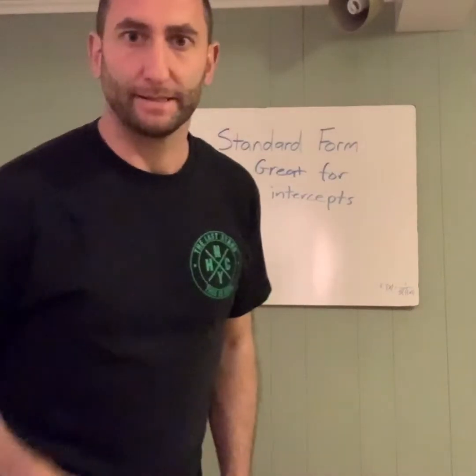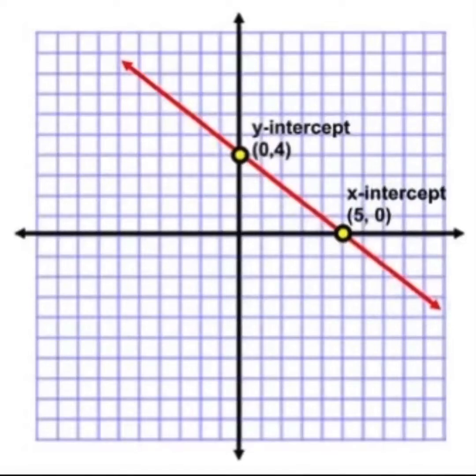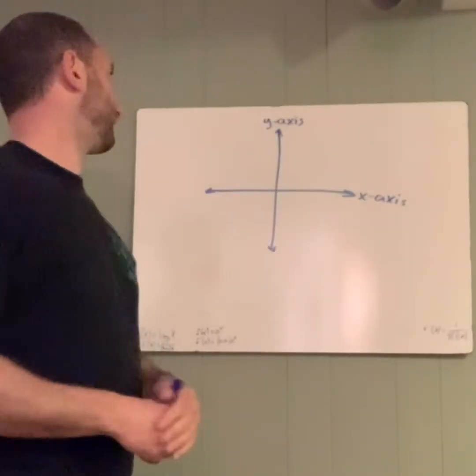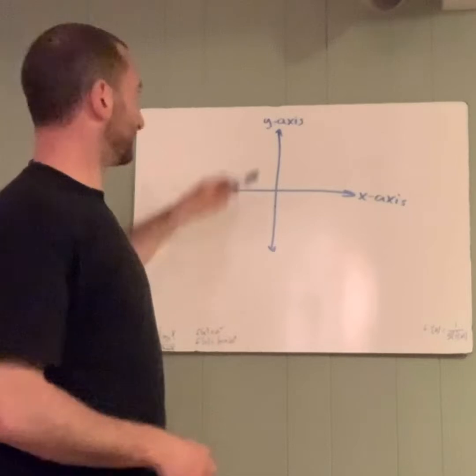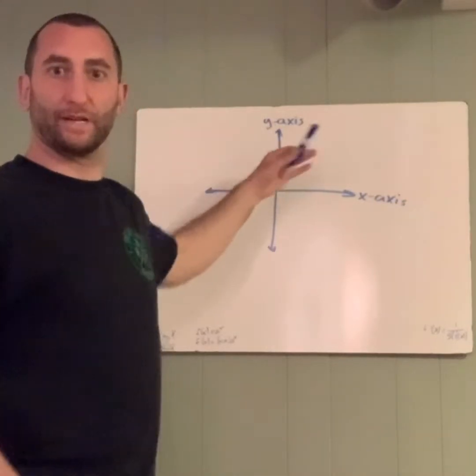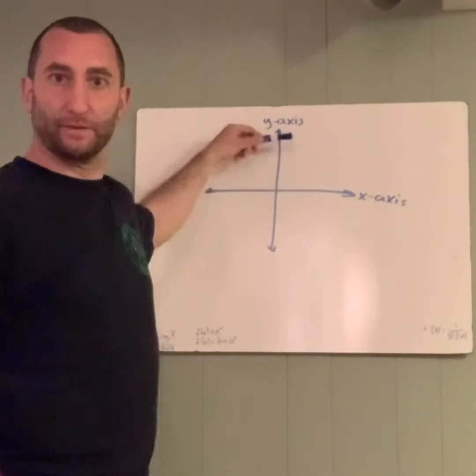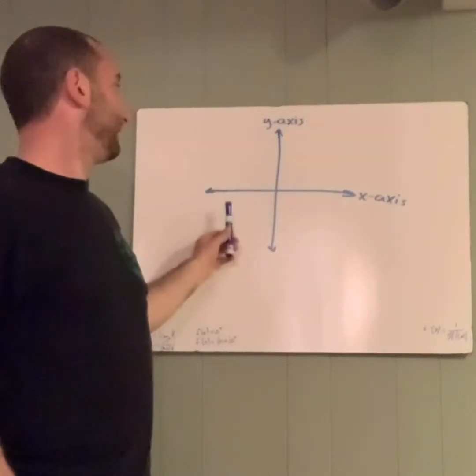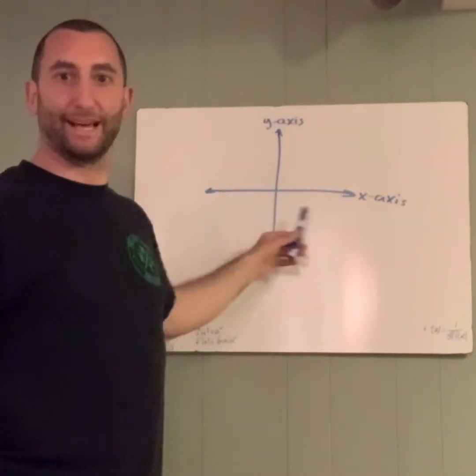What's an intercept? Well, I'm glad you asked. An intercept is a point on the graph where the line crosses one of the axes. A y-intercept would be where it crosses the y-axis, and an x-intercept would be where it crosses the x-axis.